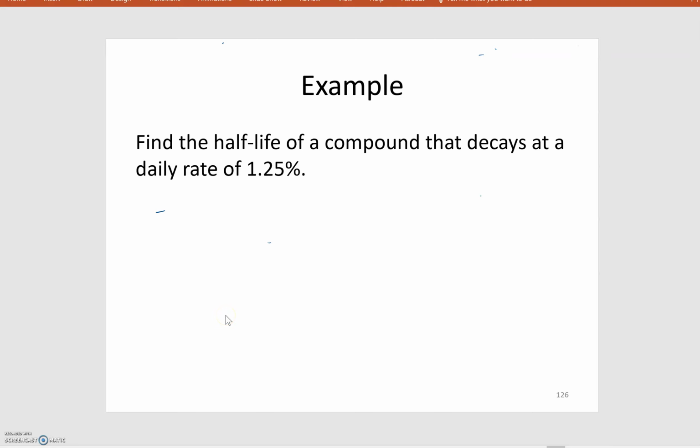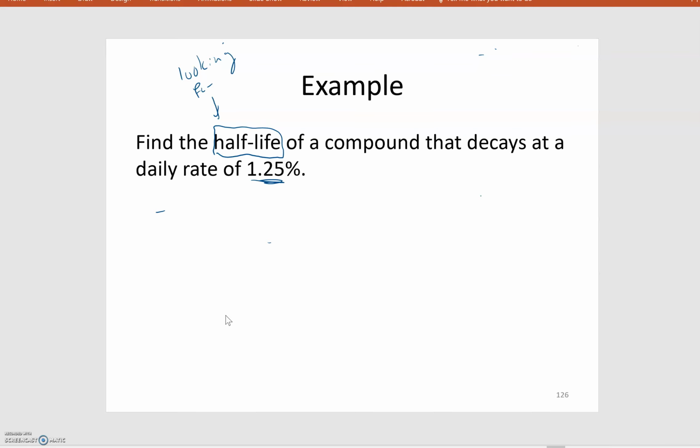All right, let's look at a new problem. Let's find the half-life of a compound that decays at a daily rate of 1.25%. So, as you can see, this is a half-life problem, and we haven't done quite as many of those. Just to make it clear what kind of half-life problem this is, we are looking for the half-life, right? And we are given a rate.